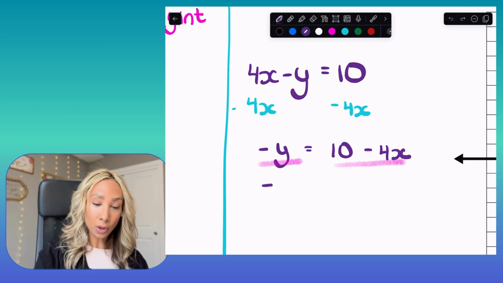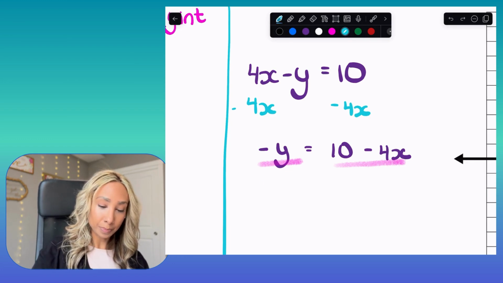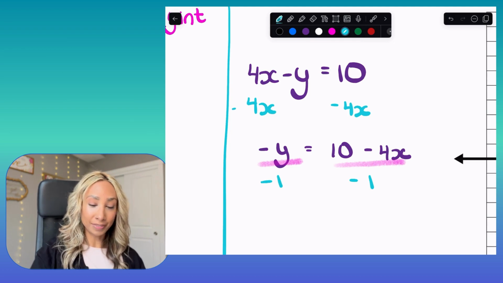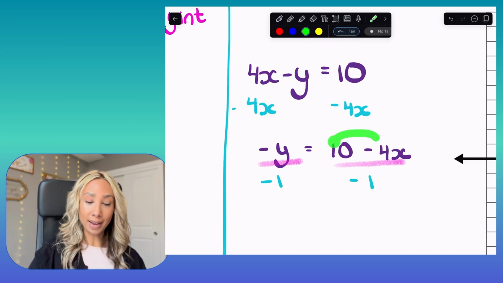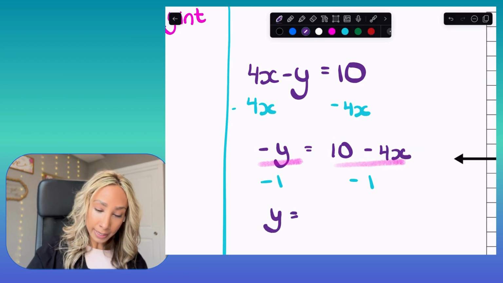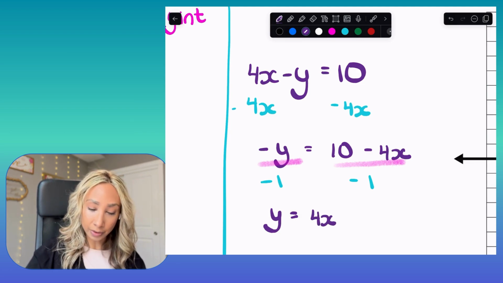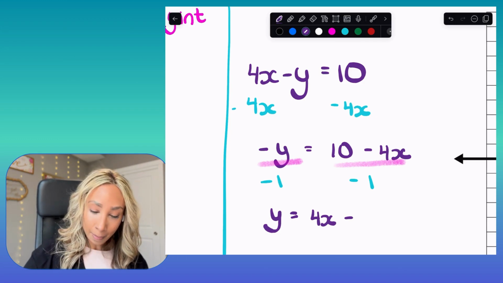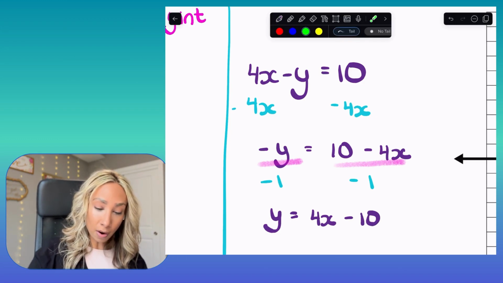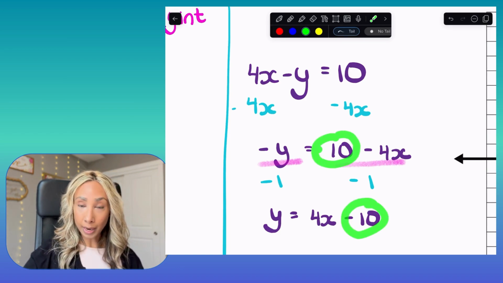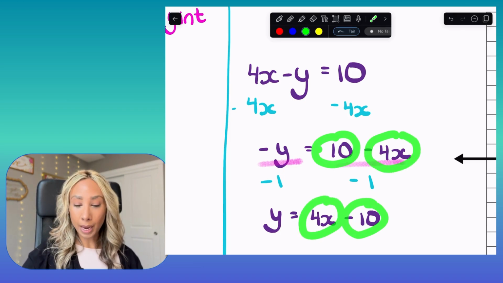And that is a long way of saying, in order to move the negative to the other side, all we really have to do is flip the signs of everything that's in here. So when I do that, I'm going to get y is equal to 4x, I'm just changing the order of the 4x, minus 10. So I didn't do anything. All I did was flip the signs. So this one was positive, it became negative. This one was negative, it became positive.